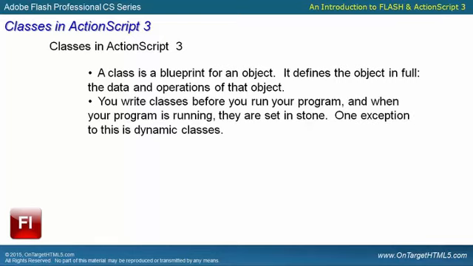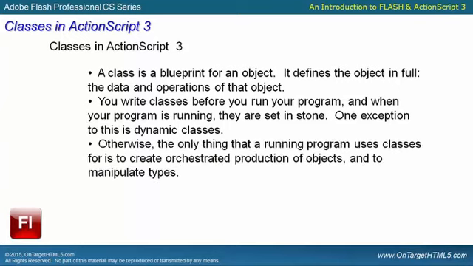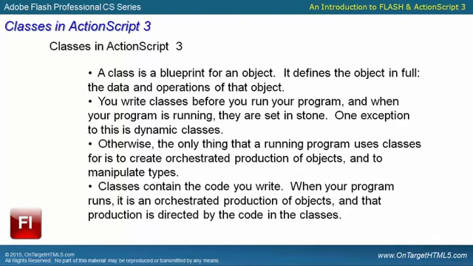You write classes before you run your program, and when your program is running, they are set in stone. In other words, we can't actually change the class when the program is running. We can do things with it. We can add things to it. We can pull things out of it. One exception to this is dynamic classes, which we'll talk about in future tutorials. Otherwise, the only thing that a running program uses classes for is to create an orchestrated production of objects inside of our program and to manipulate types of objects inside of our program.